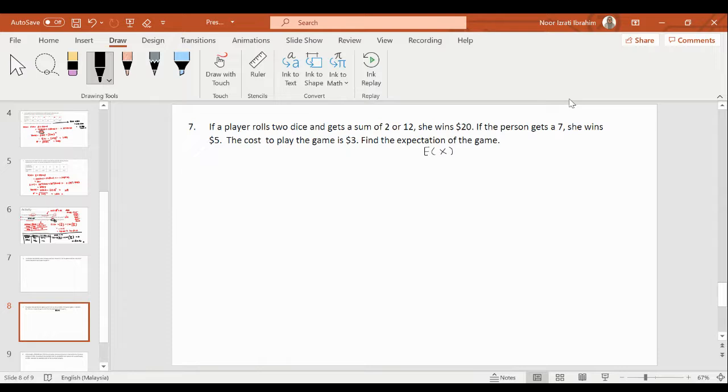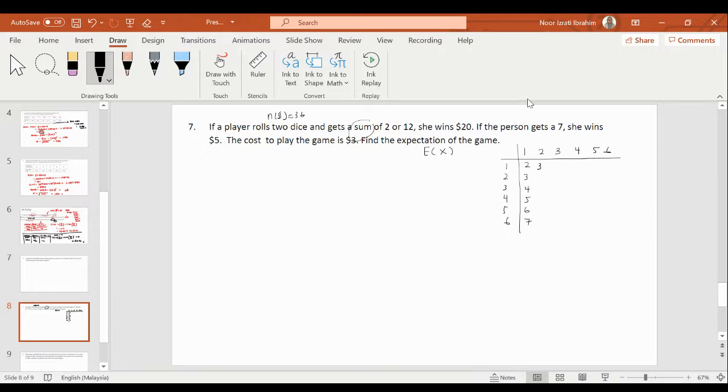So first we have to know that when we roll 2 dice, we get 36 outcomes. And our interest is the sum of the 2 numbers. So when we roll 2 dice, we get either 1, 2, 3, 4, 5, 6 for the first dice, and 1, 2, 3, 4, 5, 6 for the second dice. So the sum will be 1 plus 1 is 2, 1 plus 2 is 3, 4, 5, 6, 7.